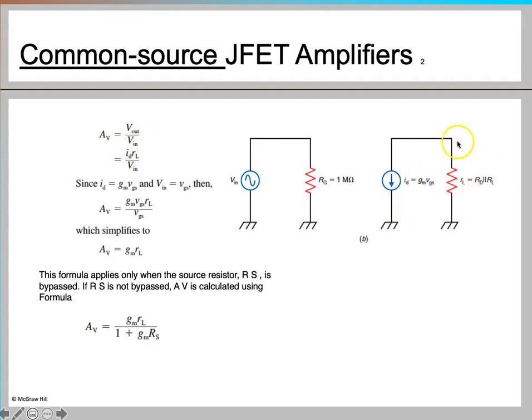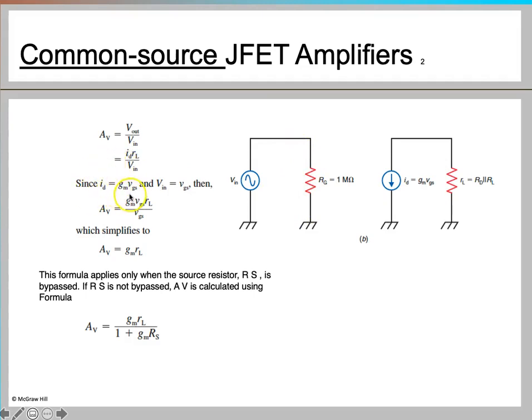In this case, the output is taken from this load resistance. That means your V out should be ID into RL, by using Ohm's law. V out is going to be ID into RL, and that's what you see here. And the input should be your input voltage, V in, and this V in is across this RG.